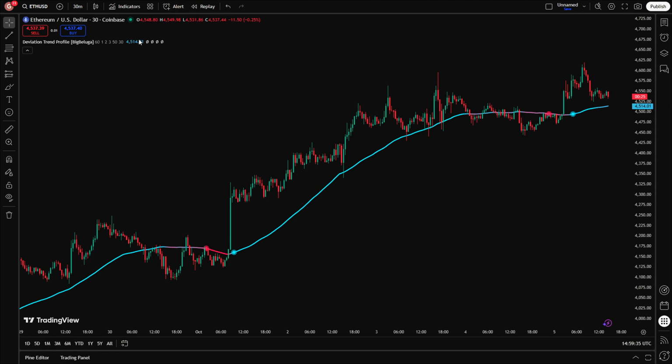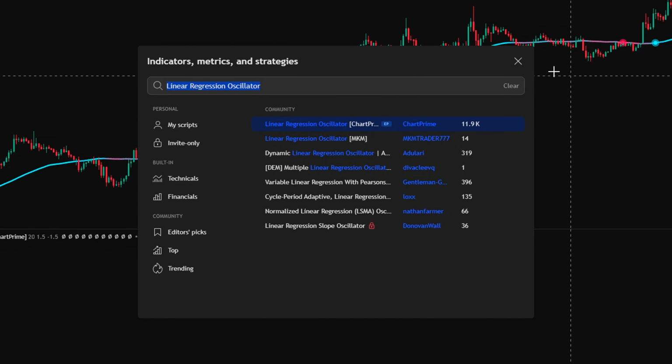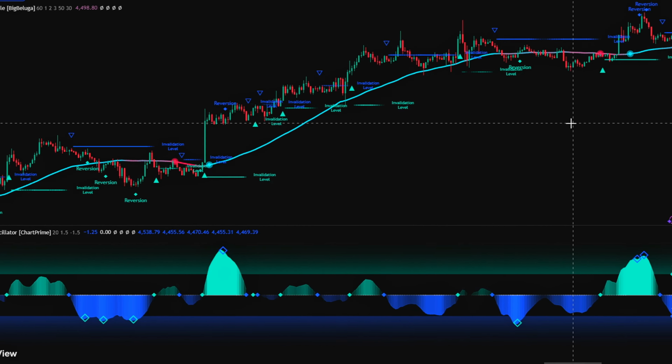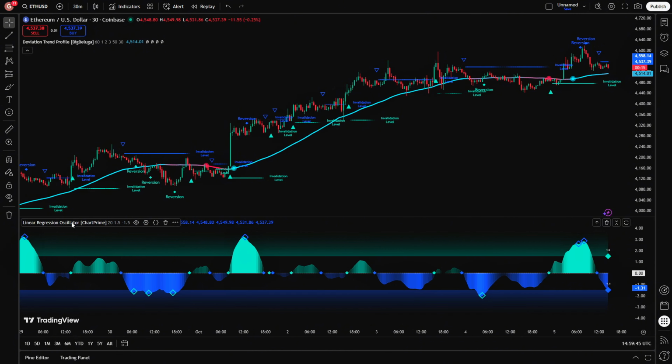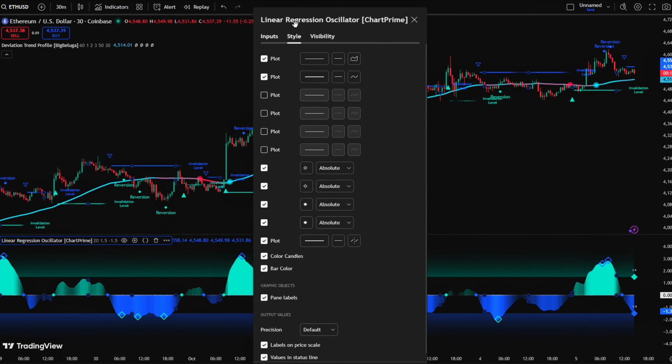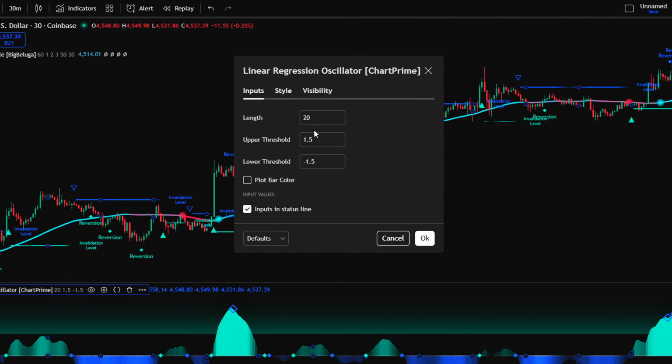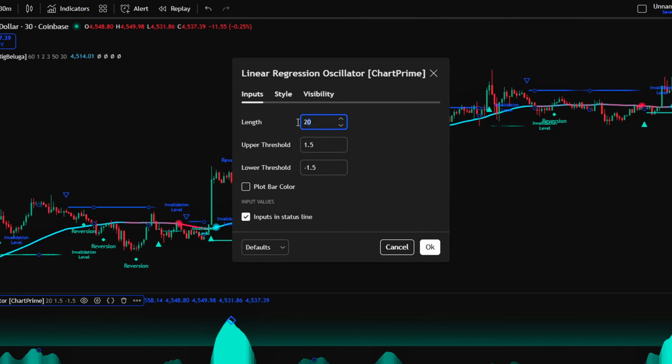Go back to Indicators at the top of your TradingView window. In the search bar, type Linear Regression Oscillator, then select it from the list to add it to your chart. Once added, open its settings to fine-tune the parameters for smoother, more reliable signals. Adjust the inputs as follows. Under the Input tab, change length from 20 to 55. This adjustment smooths out short-term fluctuations and helps focus on more meaningful momentum shifts.